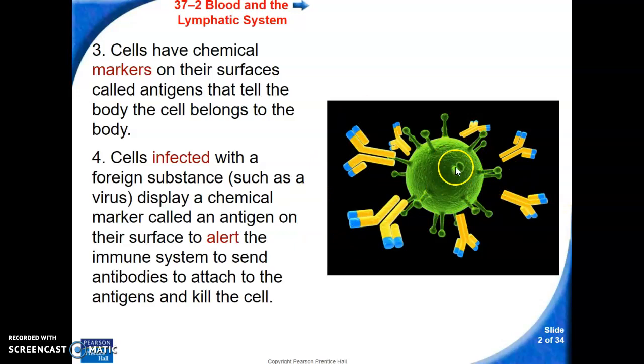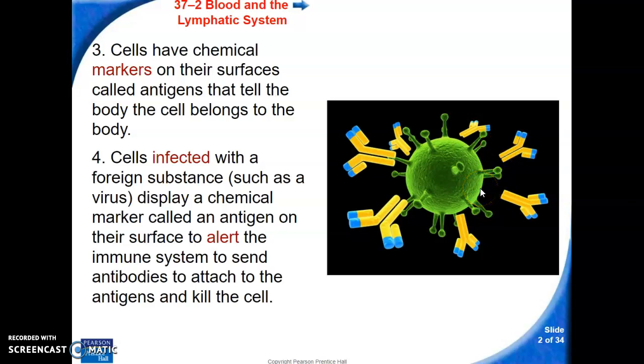Here's a cell, and these little things that stick out are antigens. You have antigens on the surface of your cells, and your immune system recognizes those antigens as you and says, oh, that's me, that's okay. But if your cells got into somebody else's body, like maybe in a blood transfusion, your blood cells, then there could be antigens there that other people's immune systems recognize and go, oh, that's not right, and attack.